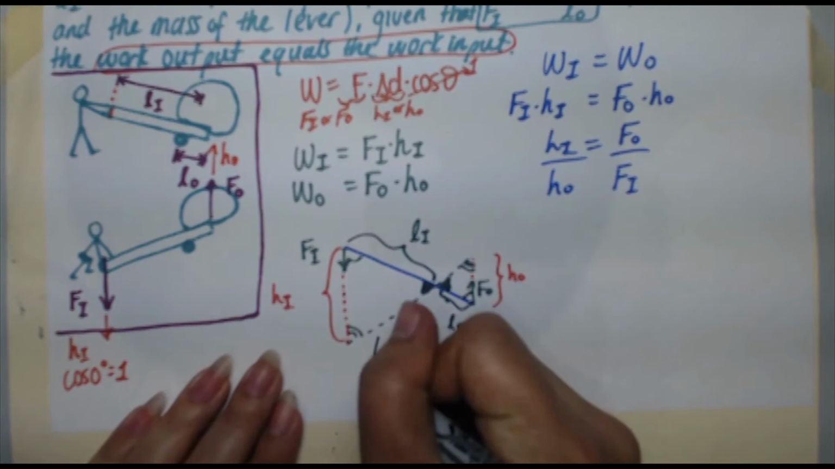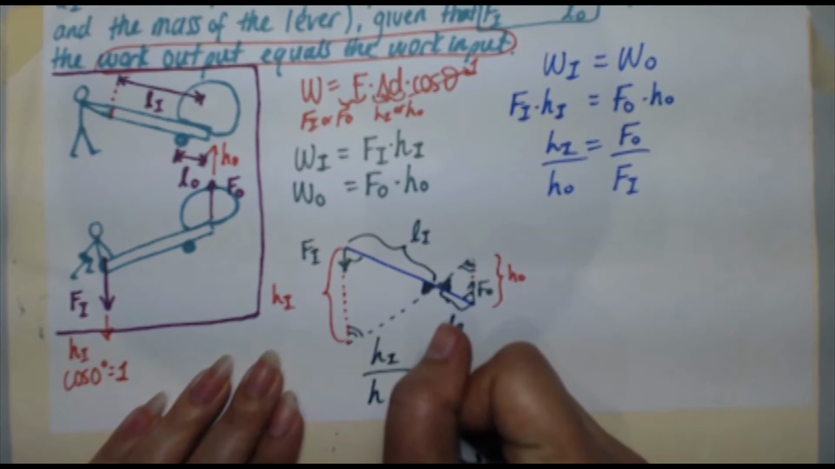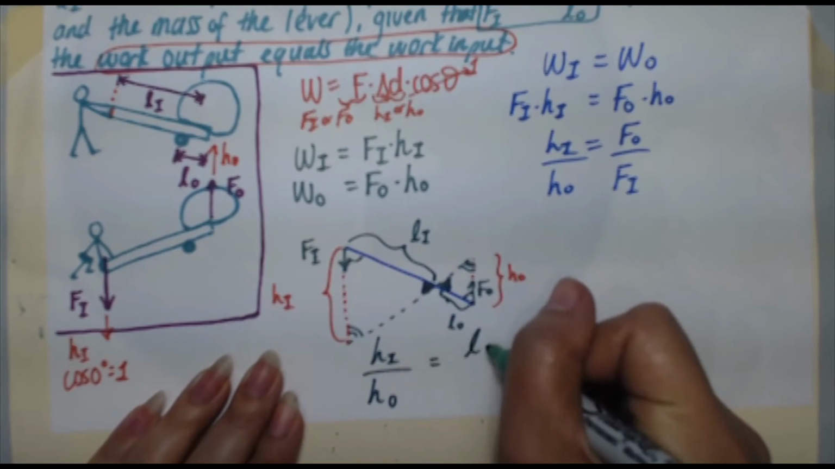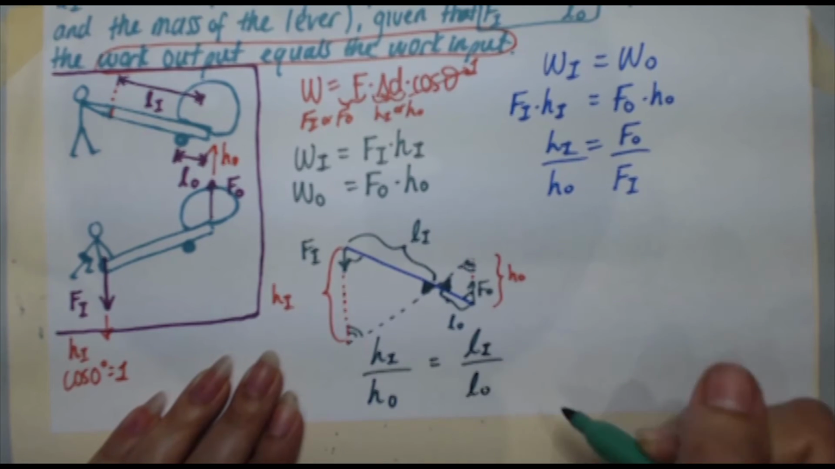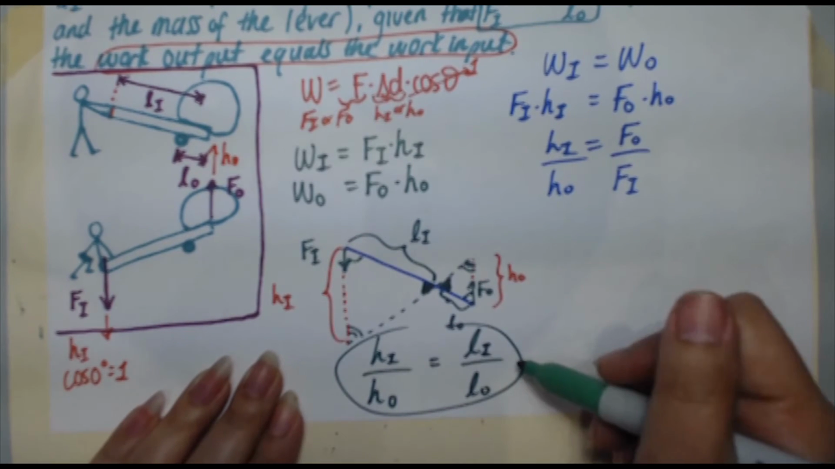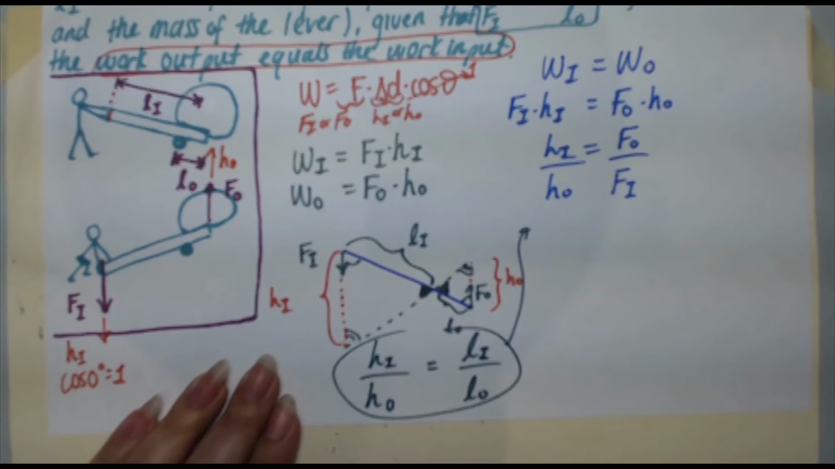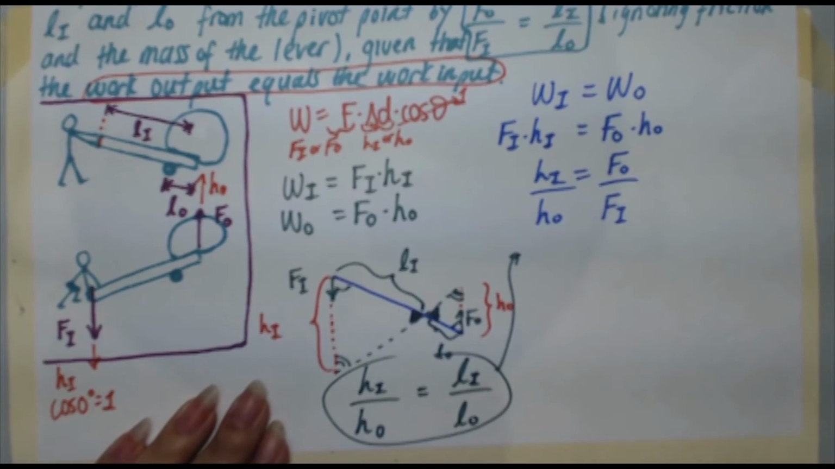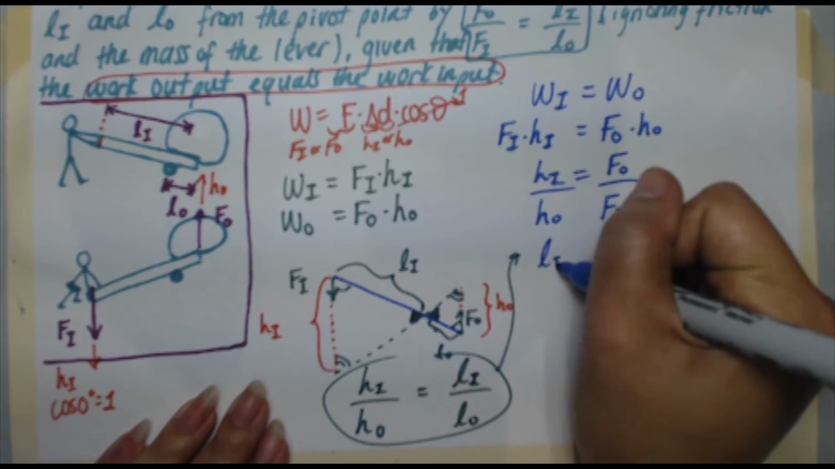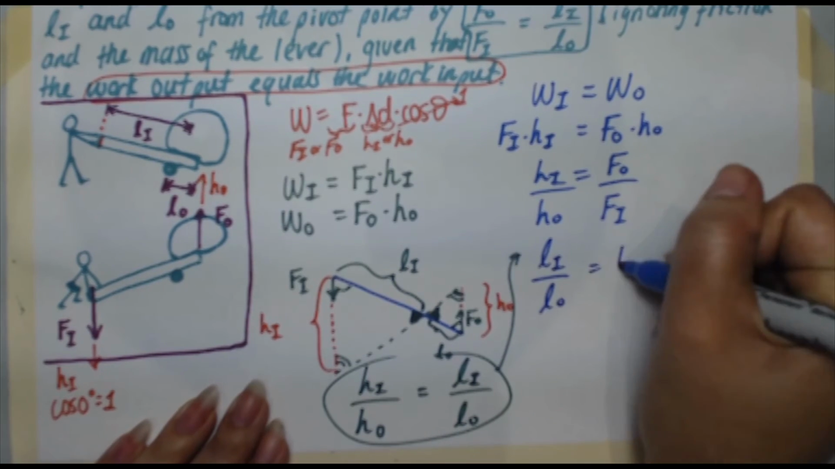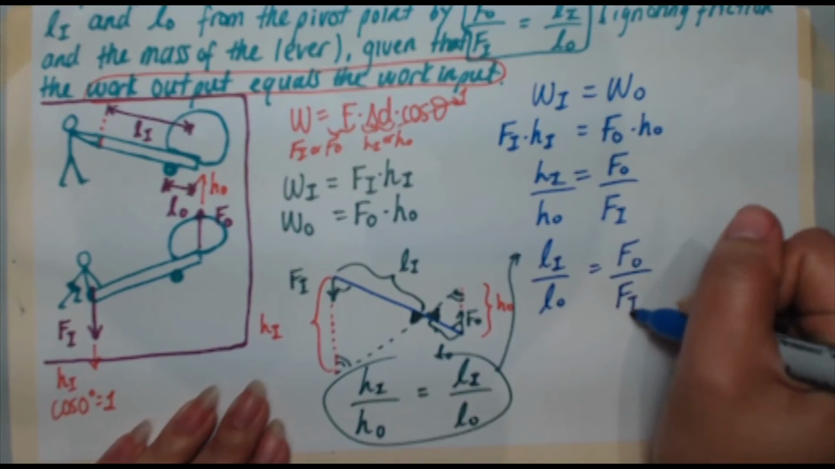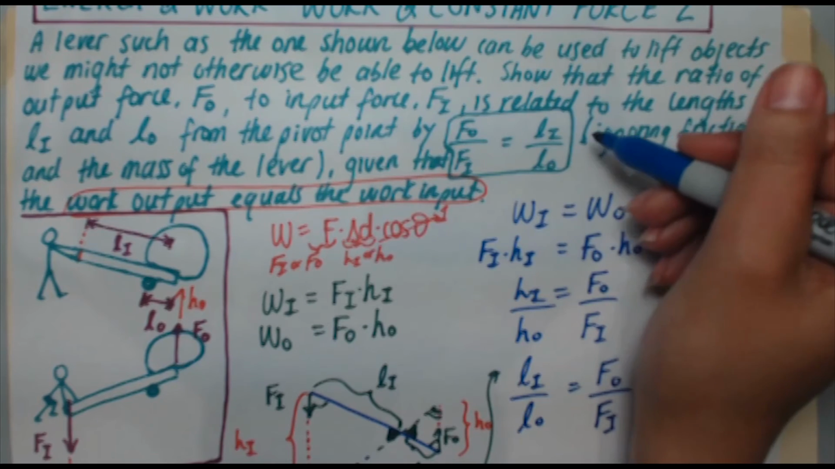So we can make this expression. The ratio of height input to height output is equal to the ratio of the input length over the output length. Because of that, we can sub that in over here. So then we get Li over Lo equals Fo over Fi, which is what we have originally in the question.